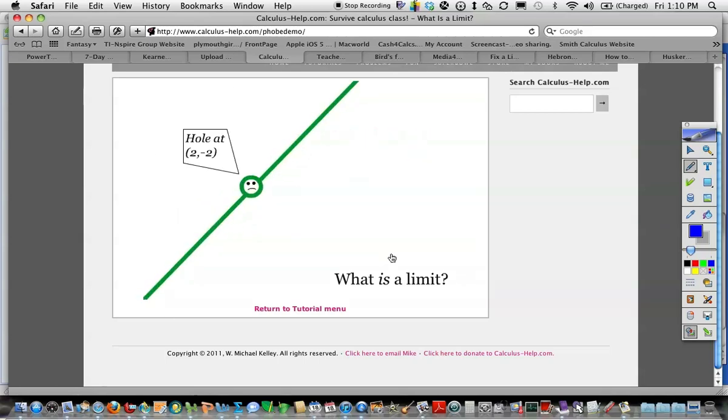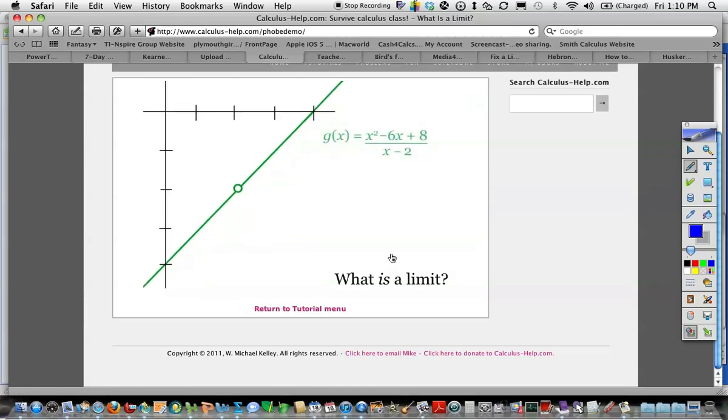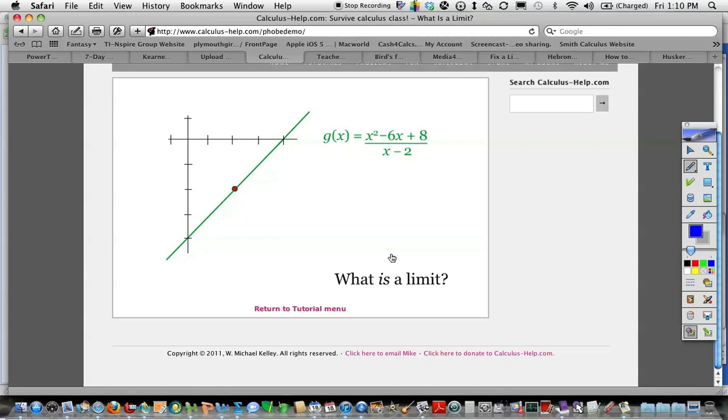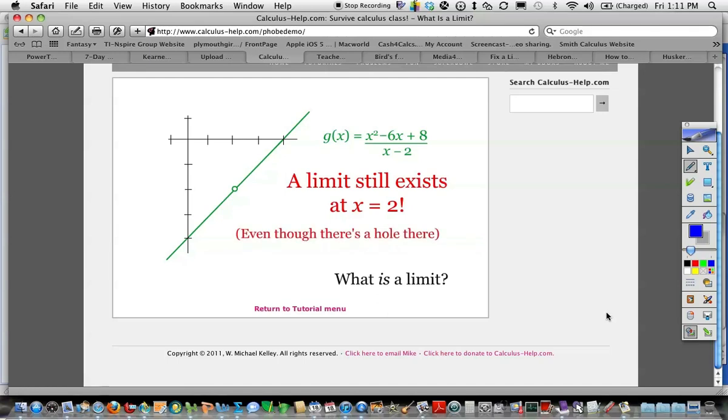Or does it? If we zoom in, you'll see that it has a hole in it at the coordinates 2, negative 2. The hole exists because plugging x equals 2 into the function results in 0 divided by 0. And we know that dividing by 0 is a very bad idea. It breaks mathematical laws that we really can't even get into here. However, though this graph has a hole in it, it still possesses a limit when x equals 2.